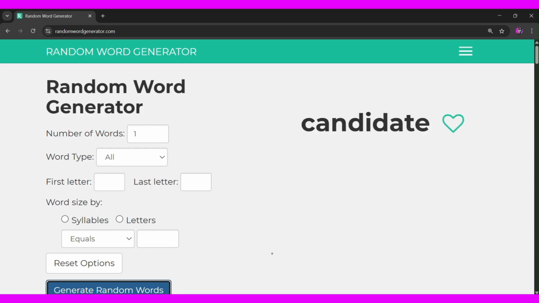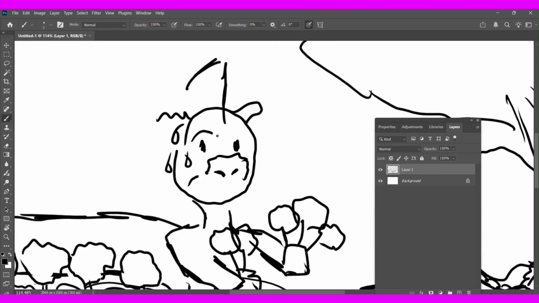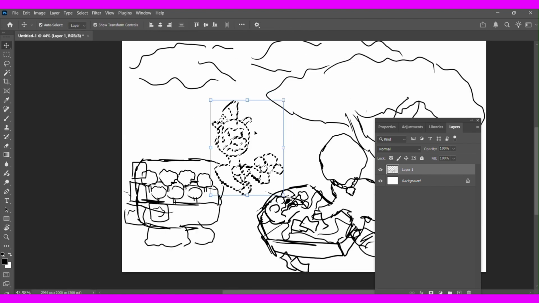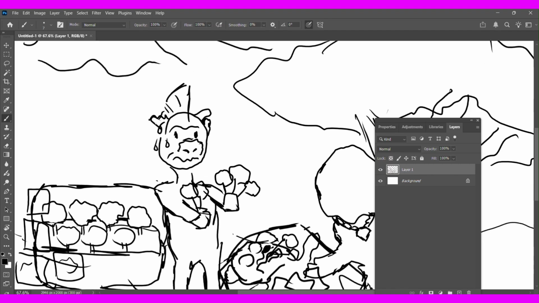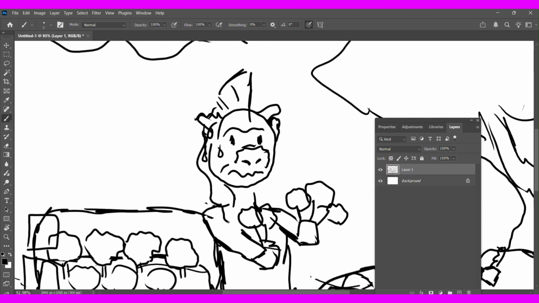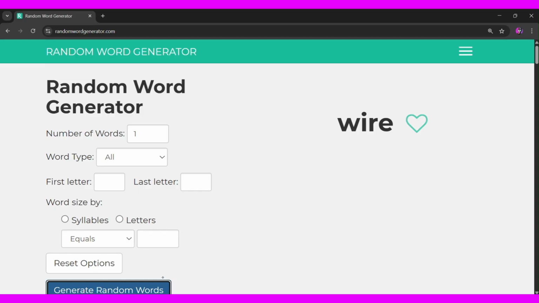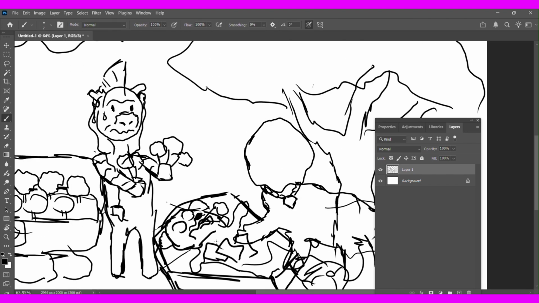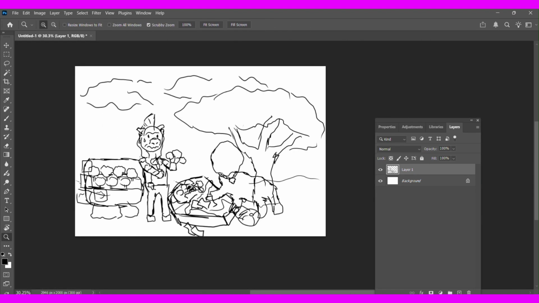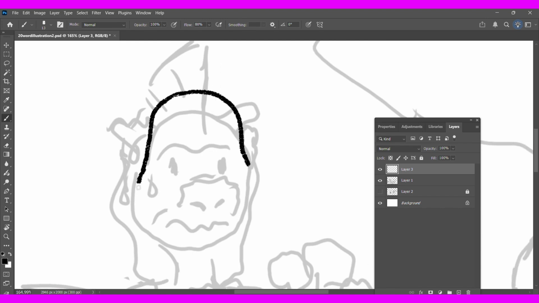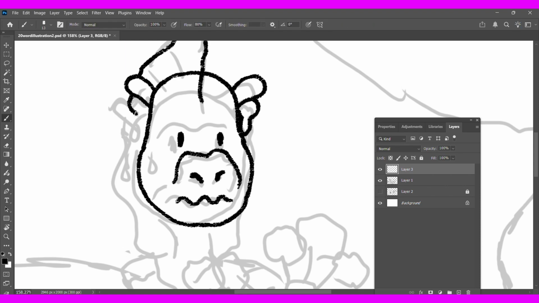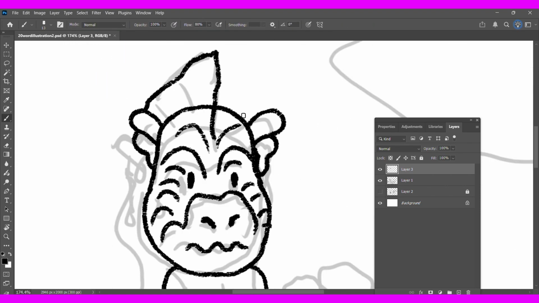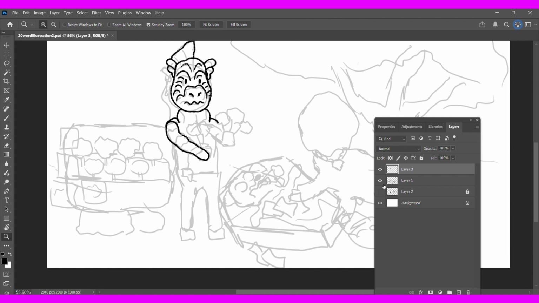Next is candidate. The zebra realizes he might be the lion's next candidate for a victim, so he offers the lollipops. Wire. I'm drawing wired headphones on the zebra. I hope his favorite song at least calms him down. And the final word is pattern. A perfect ending, as I will draw patterns on the bodies of the hyena and the zebra. Well, the sketch is ready, although it's not even a sketch but rather a diagram, as I was just trying to quickly convey the ideas of the words.